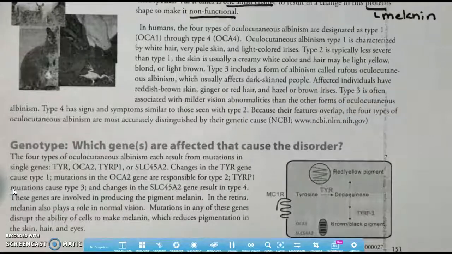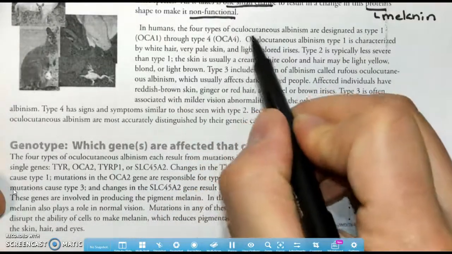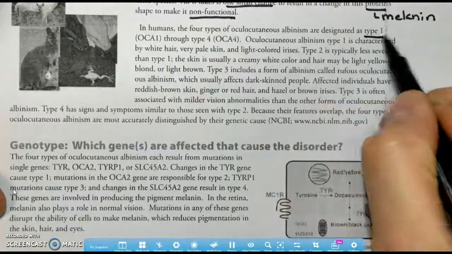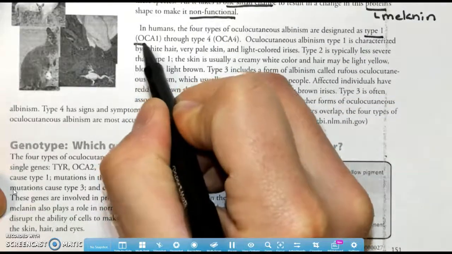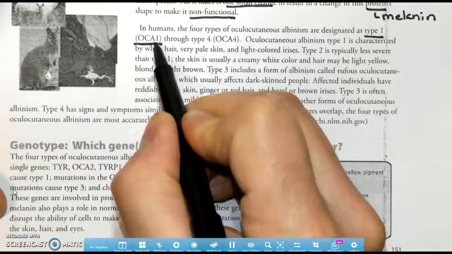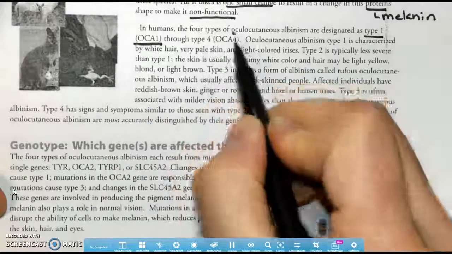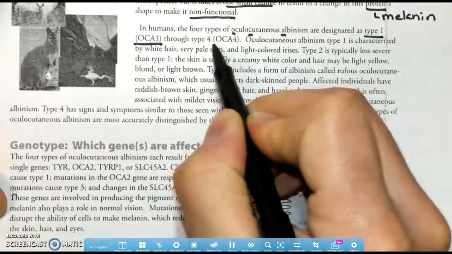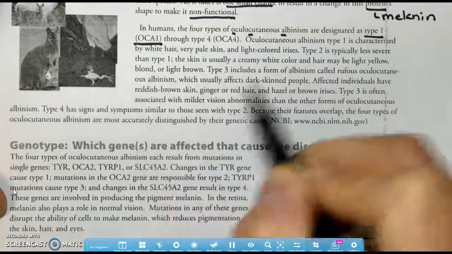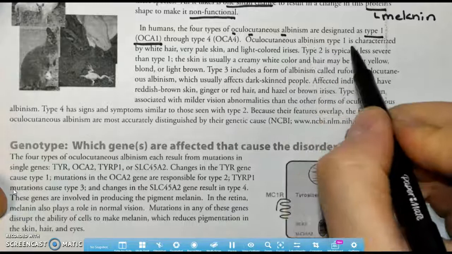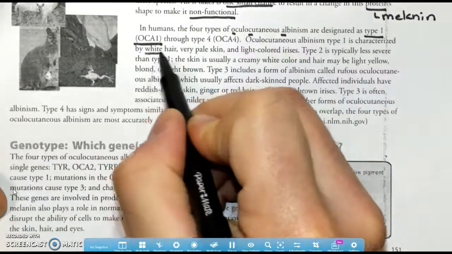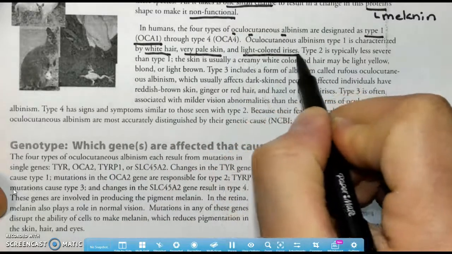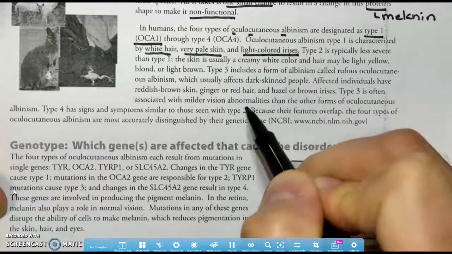Moving along. In humans, the 4 types of oculocutaneous albinism are designated as type 1, which is abbreviated as OCA1, OCA for oculocutaneous albinism, through type 4, OCA4. Oculocutaneous albinism type 1 is characterized by white hair, very pale skin, and light-colored irises. Recall that's part of our eye.